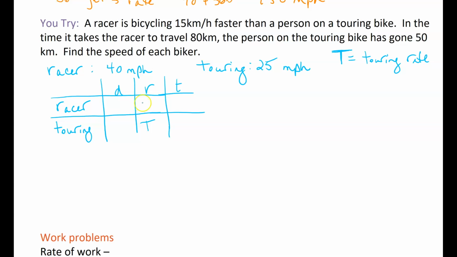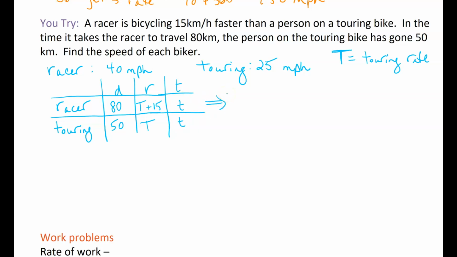Let's do t plus 15. In the time it takes the racer to travel 80 kilometers, the person on the touring bike has gone 50 kilometers. And what do we know about the time? They're equal again.